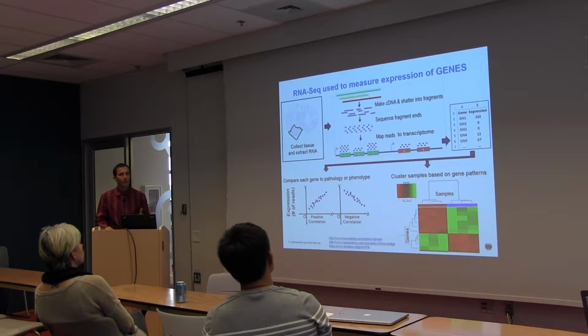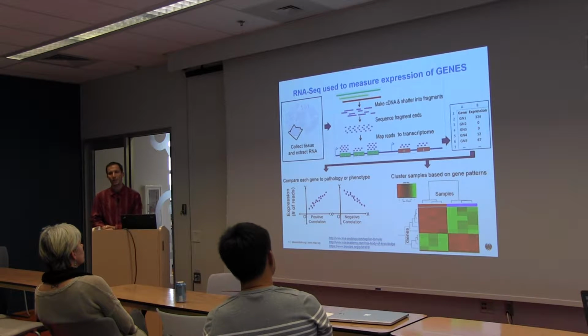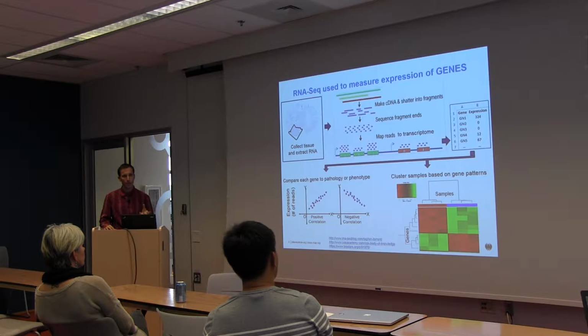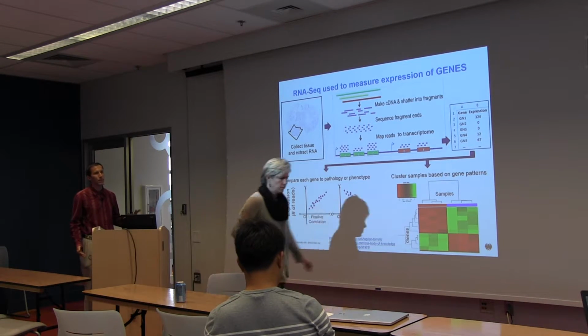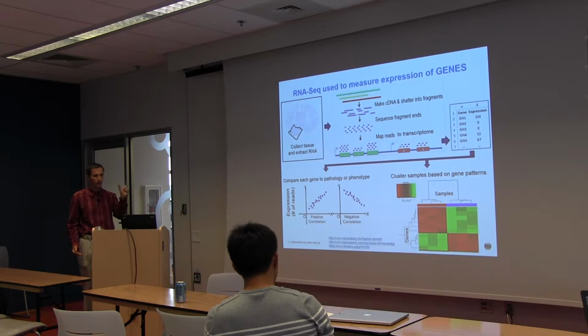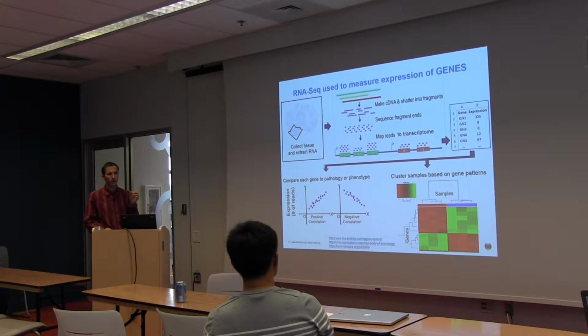So the way that RNA sequencing works is that you first collect the tissue from wherever you're collecting it from. In our case, it's generally the brain. You extract the RNA, you then make cDNA and shatter it into fragments, and then you sequence the fragment ends. So the output that you get out of it is basically a bunch of nucleotides, generally 50 base pairs long, that are then aligned somewhere in the genome.